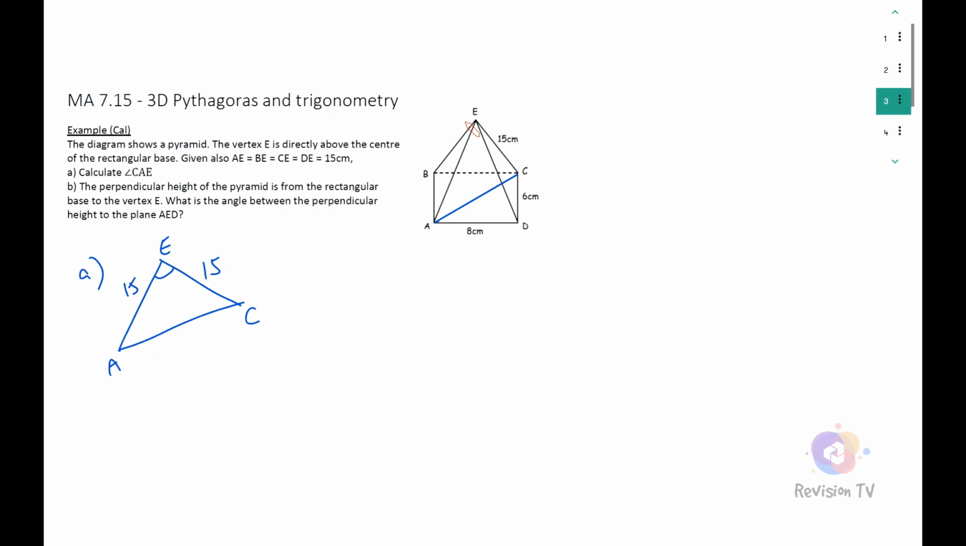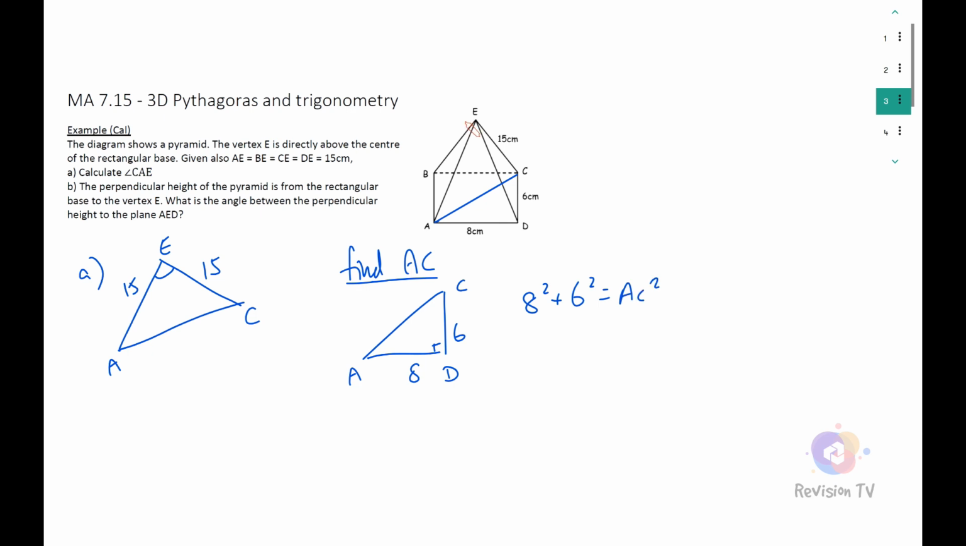Right, so to use cosine rule, we need to first find out AC. So we're going to find AC first. To find AC, we're going to use the bottom triangle in here, the ADC triangle, 8 and 6. So this is 8 squared plus 6 squared equals AC squared.